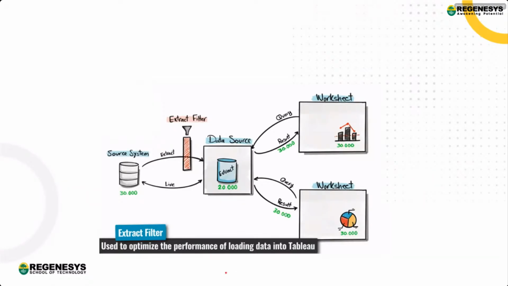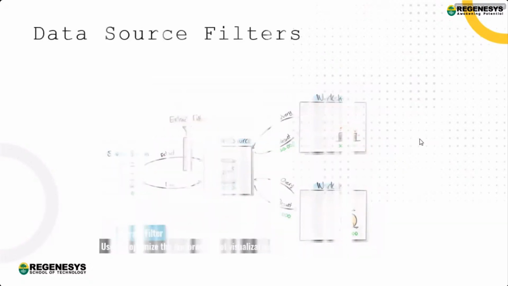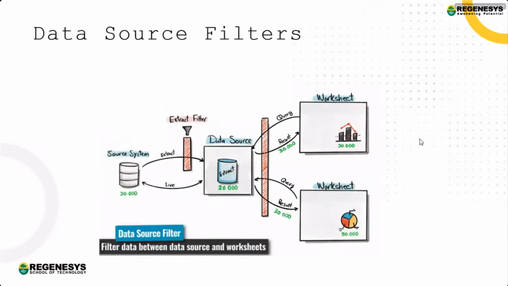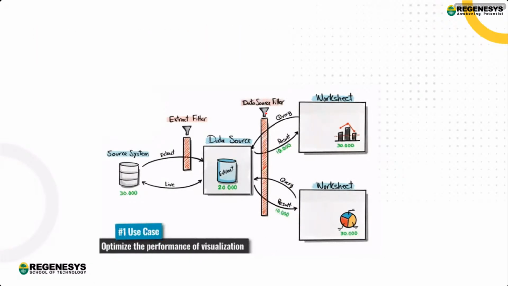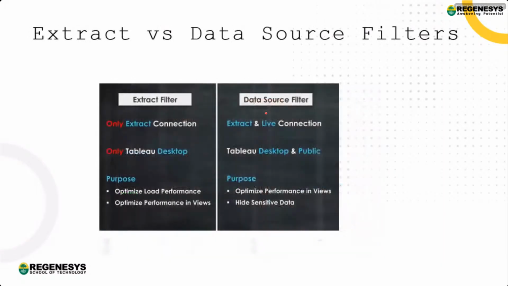So performance is much higher when we are talking about extract filters. Then the second one we have is data source filters. In data source filters, we take into consideration the case where the data source is already connected, but then when we take it to the worksheet, in between we have applied this filter. So that is a data source filter, which gives the optimization for visualization. You can use that for sensitive data, if you have any sensitive data.